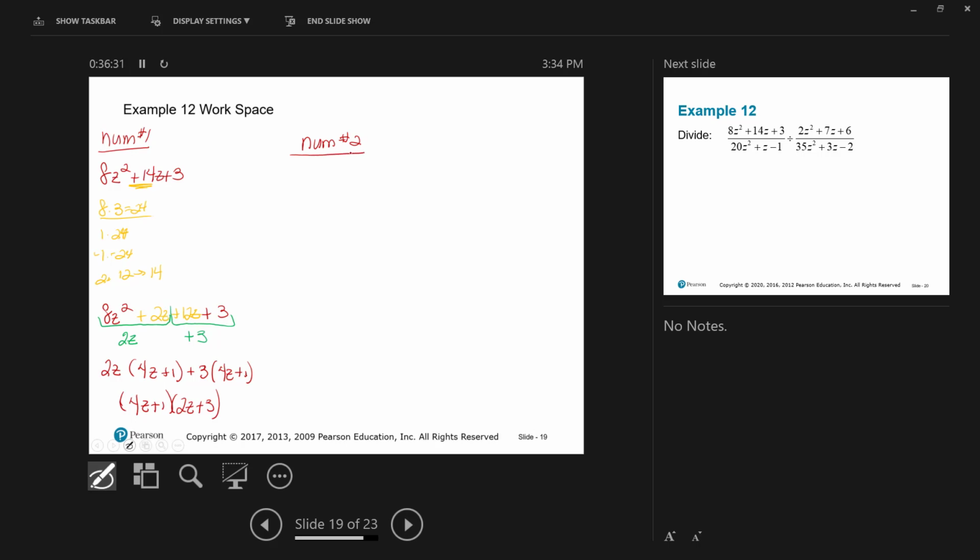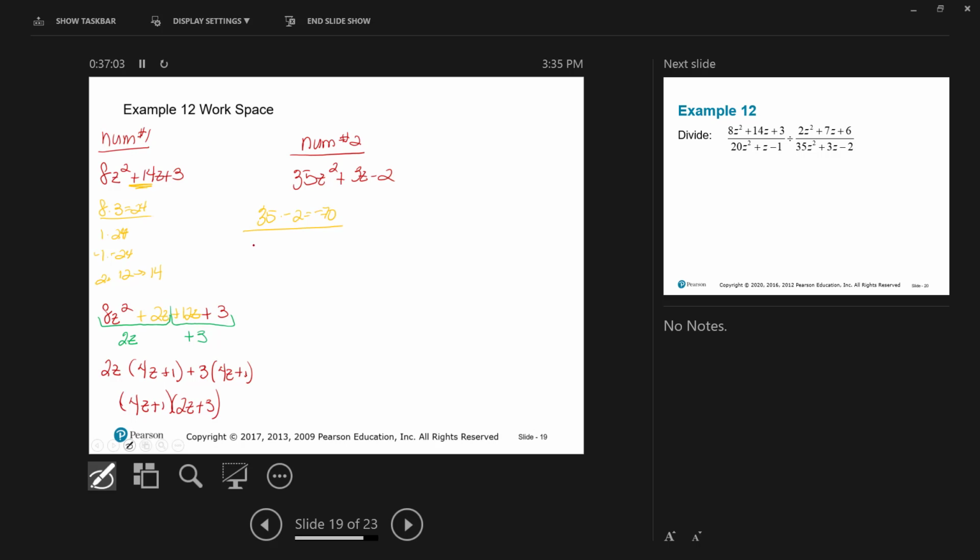After we flipped it, this polynomial ended up in the numerator. So, nothing in common. I don't see anything that we can reduce it by. I'm going to then take the 35 and times it by negative 2, which is a negative 70. All right, here we go.